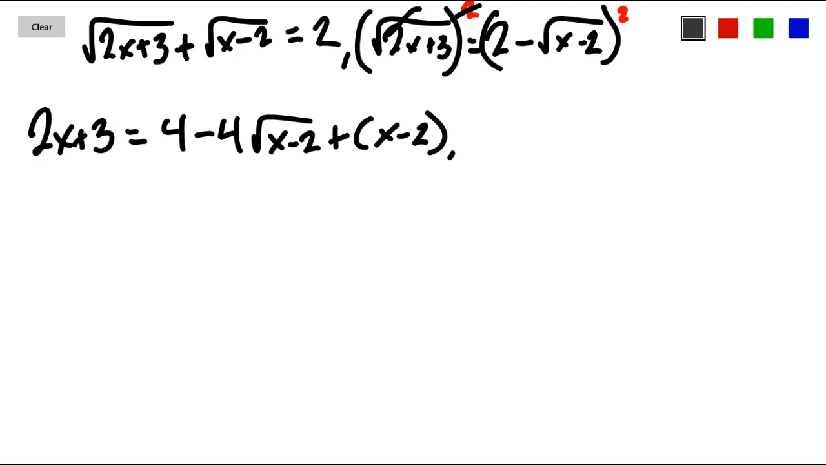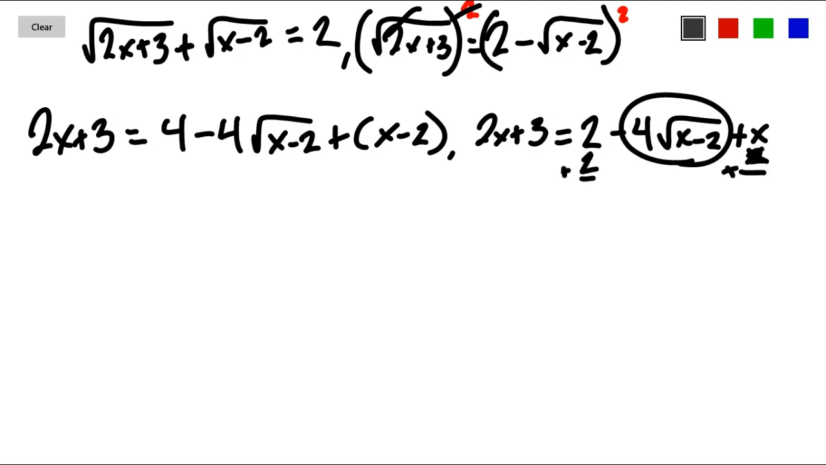So now I'm going to clean this up a little bit and simplify by combining like terms on the right side. So I have 2x plus 3 is equal to 4 minus 2, which gives me a 2, minus 4 times the square root of x minus 2, and then plus x. And then I need to isolate this square root to get it by itself. So I'm going to do that by subtracting them both from either side. So I have x plus 1 is equal to minus 4 times the square root of x minus 2. And so now we are in a position where we can square both sides.